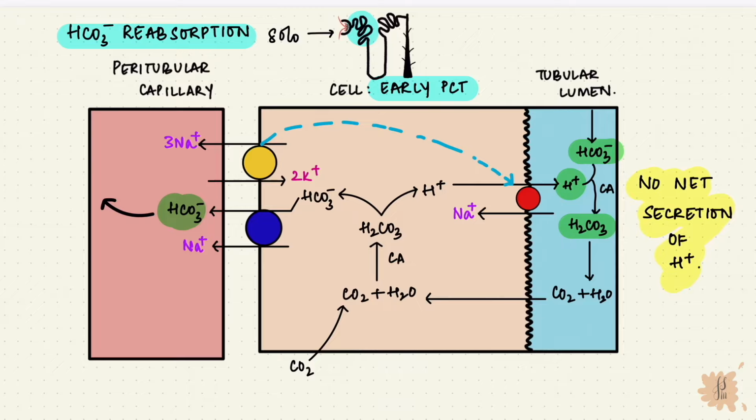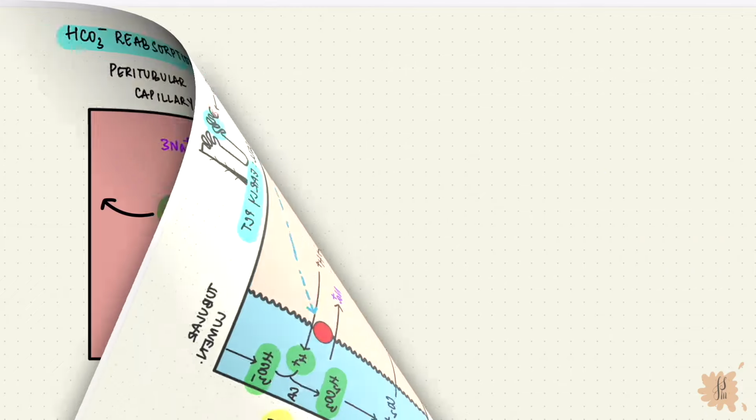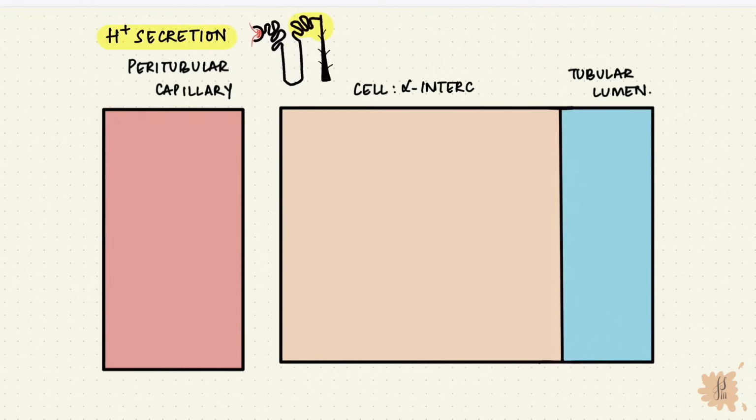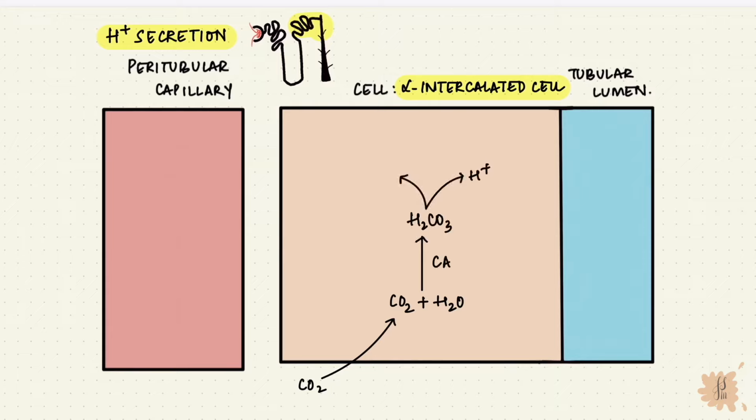So that's bicarbonate reabsorption. Now, hydrogen ion secretion is more in the late DCT and collecting duct. In the type A alpha intercalated cells, carbon dioxide enters the cell, combines with water to form carbonic acid, which then dissociates into a hydrogen ion and the bicarb ion. The hydrogen ion here gets actively pushed into the tubular lumen by a hydrogen ATPase and a hydrogen potassium ATPase.